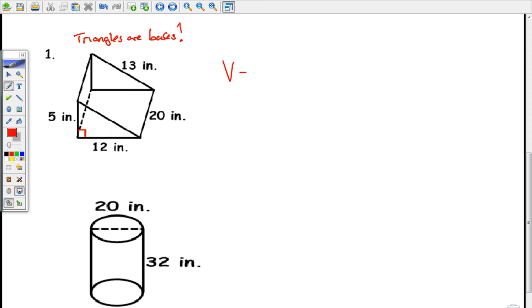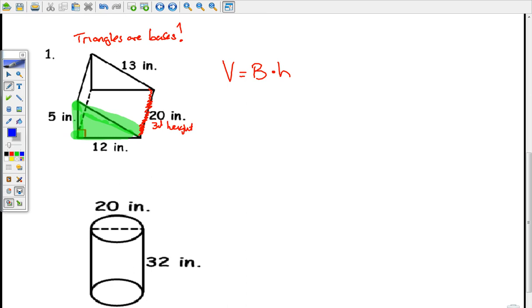While we're still using the same formula, V equals capital B times H, we're going to use the area formula for a triangle, because the first step is to outline our base. Here the base is not just the bottom part. The base is the triangle. It looks like it's sitting on a rectangle, but we have to use the triangle as our base. If the 5 by 12 triangle is our base, our 3D height connects the two triangles. So this 20 is the 3D height.